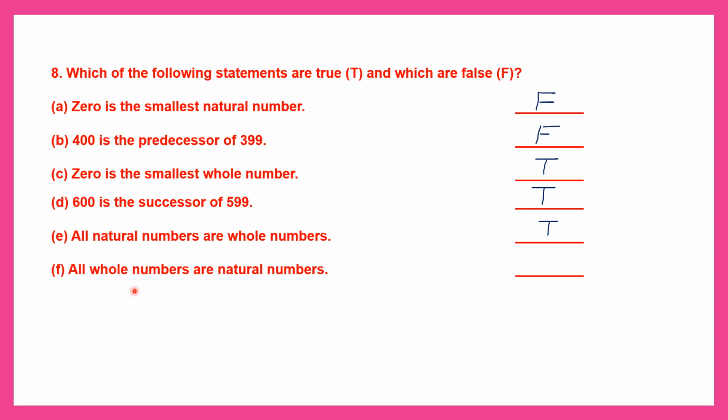Question F, all whole numbers are natural numbers? That's not true because whole numbers have 0 and natural numbers do not have 0. So all whole numbers are natural numbers. That statement is false.